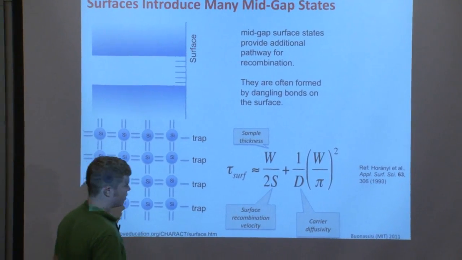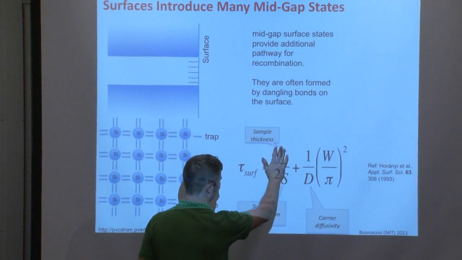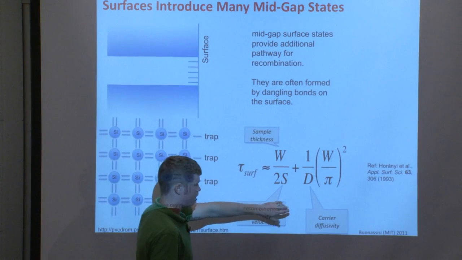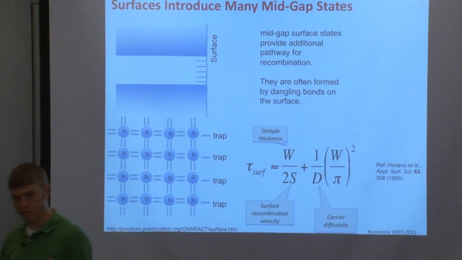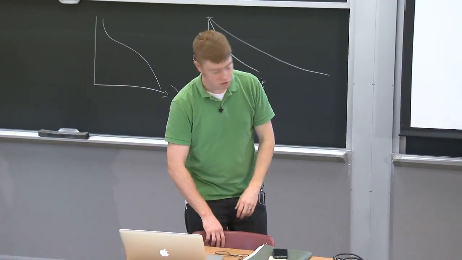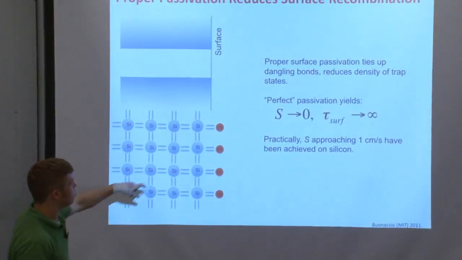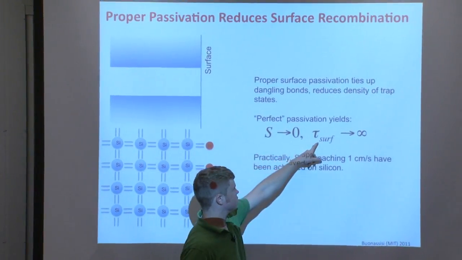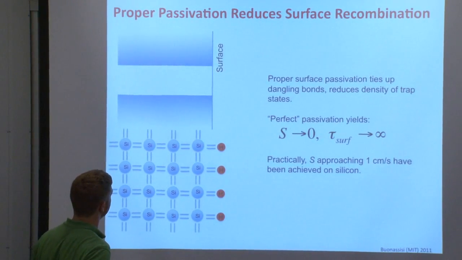So under very low surface recombination velocities, you're limited by this term here, the first one. And under very high ones, you're limited by this term. And so there's two effects going on there. And it summarizes here as well: at very, very low surface recombination velocities, your tau surface almost goes to infinity, very high.